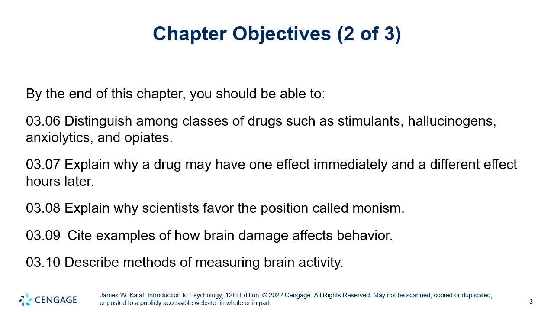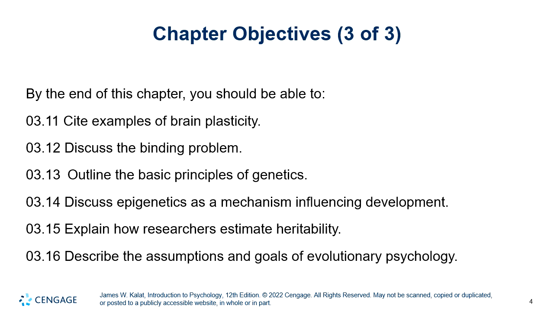We'll talk about how scientists favor the position called monism. I'll also cite examples about brain damage and how that will impact behavior. We'll also take a look at the different methods of how we might measure brain activity. By the end of the chapter, you will be able to cite what brain plasticity is and give me some examples. Also, we'll talk about binding and the problems there.